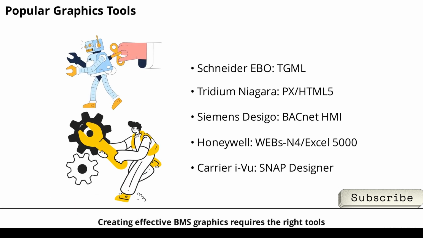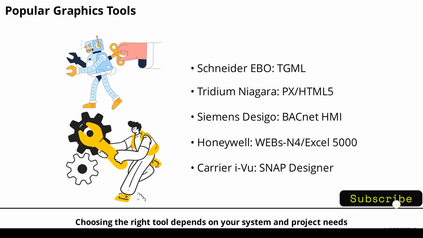Creating effective BMS graphics requires the right tools. Different platforms use specialized software. Schneider's EBO uses TGML, Tridium Niagara offers PX or HTML5 views, Siemens Desigo has a BACnet HMI editor, Honeywell provides WEBs N4 or Excel 5000 graphics, and Carrier iVu features Snap Graphics Designer. Each tool has its strengths, but all aim to make graphics creation flexible and powerful. Choosing the right tool depends on your system and project needs.